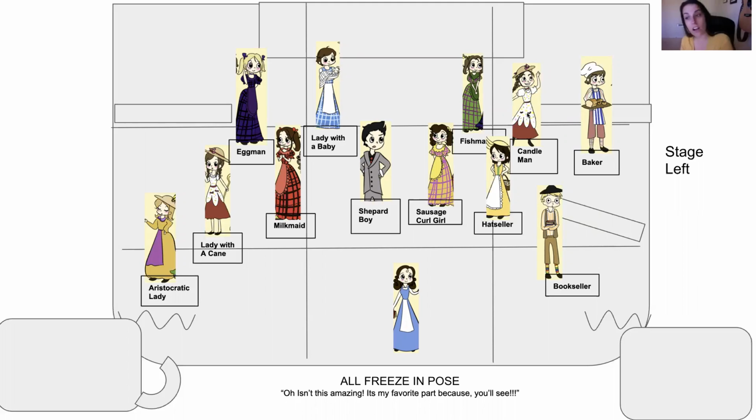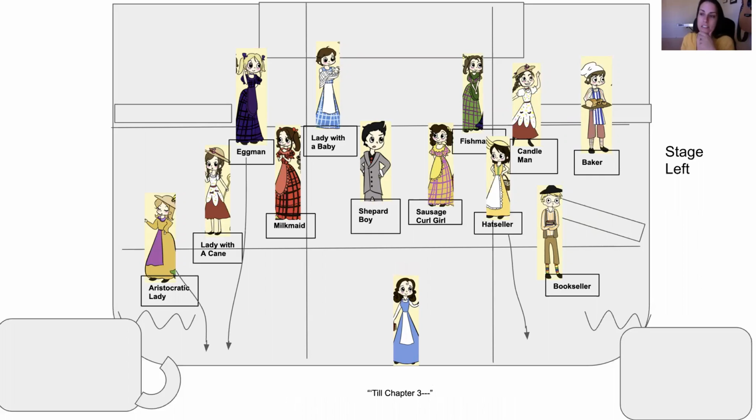Or you can freeze talking to somebody. And then, oh, isn't this amazing, is my favorite part, because you'll see here's where she meets Prince Charming. Throughout that, I'll kind of schedule when we're going to switch poses. On till chapter 3, Aristocratic Lady, get ready to move, and Hat Seller, get ready to move.